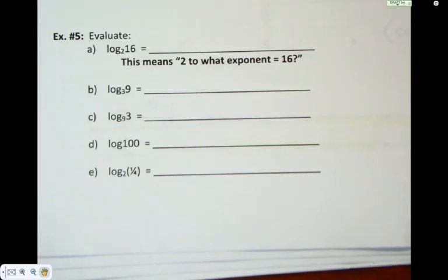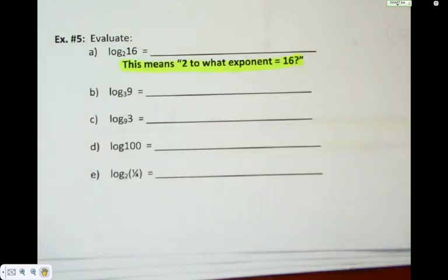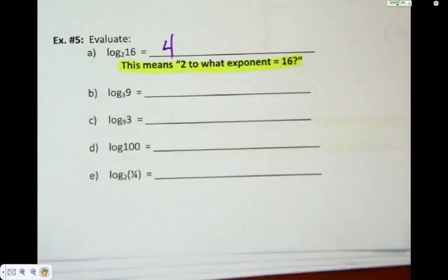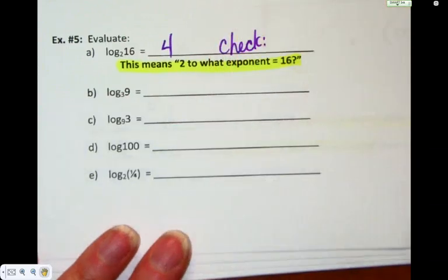So log base 2 of 16, we already did in one of the previous examples. This means it's asking you 2 to what exponent equals 16. So without all the words, this is asking 2 to what exponent equals 16. What does log base 2 of 16 have to equal? 4. And you can check it by converting to exponential and seeing if it makes sense to you.